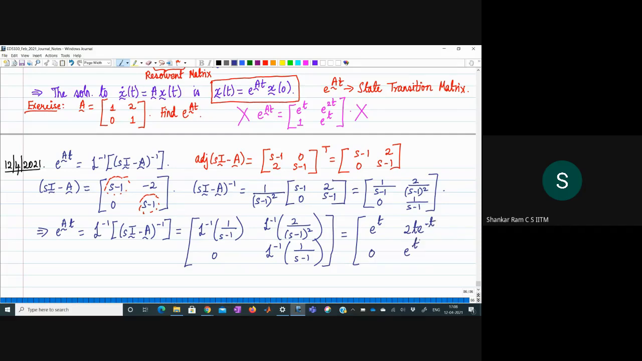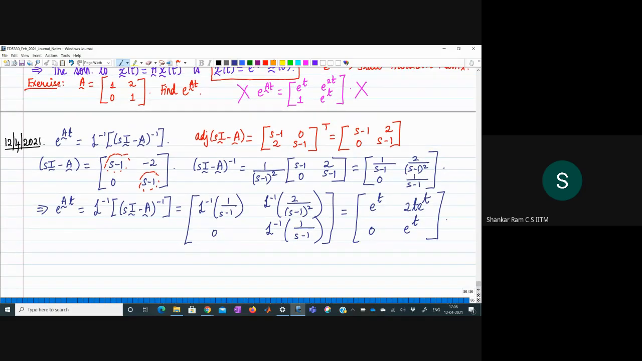And then the Laplace inverse of 1 by s minus 1 is e power t, right? How did we get 2t e power t? Sorry, not minus. Okay, yeah. So how do we get this? Using the complex differentiation theorem, right? So let's take a small digression.